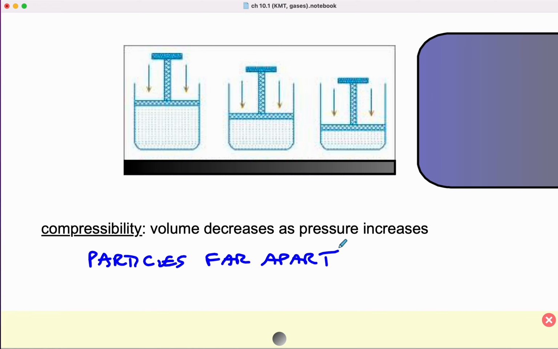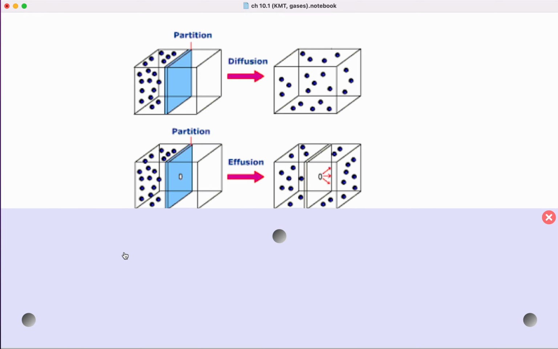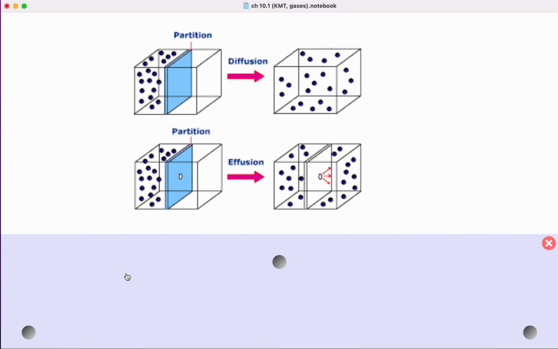Now, if a gas consists of tiny particles and there's a huge amount of empty space between the particles, then it seems to make sense that if you simply increase the pressure on that sample, because the particles are so far apart to begin with, it's really not that difficult to get them a little bit closer together. And that explains why gases are compressible. The final two properties are called diffusion and effusion, and they're very similar to one another.